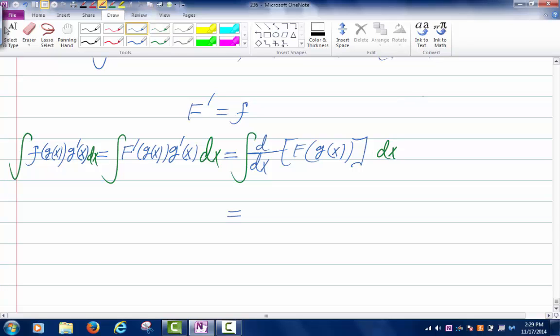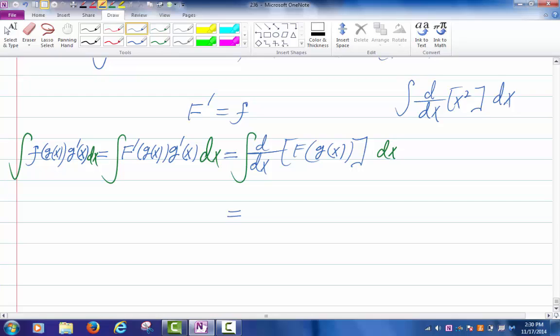Yeah, very good. So basically, if I ask you to take the integral of the derivative of x squared, which means I'm asking you to find the antiderivative of the derivative of x squared. Well, that's x squared, right?